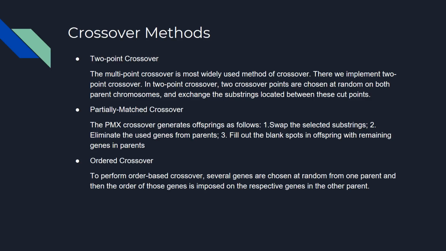Another method that we used was called partially matched crossover, which is also known as PMX. And in PMX, you swap the selected substrings just like in two-point crossover, but then when filling in the outsides, you simply use all the leftover genes from the first parent, and then anything that is still not matching, you index swap or fill out in order, whichever one you choose. Ordered crossover was the third form that we tried and is very similar to PMX, but the difference being that when you replace the substring, you then place the genes in order from one parent into the other.